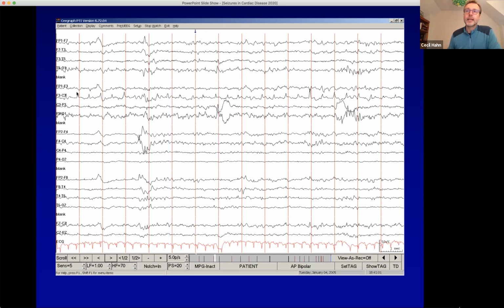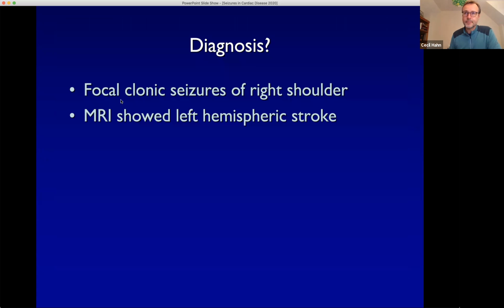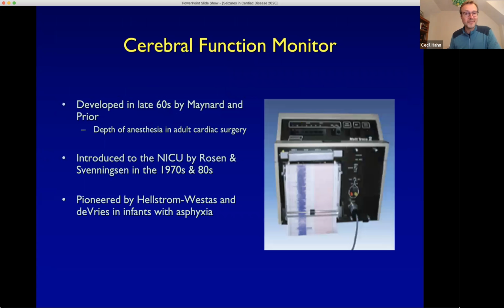And here we have the same activity. It's very prolonged actually. It's still remaining quite focal there in the left central head region, and then it kind of peters out and goes away. So this was a focal clonic seizure of the right shoulder. And in this patient, the MRI showed a left hemispheric stroke. So good job, everyone. Most of you got that one, you guessed correctly.